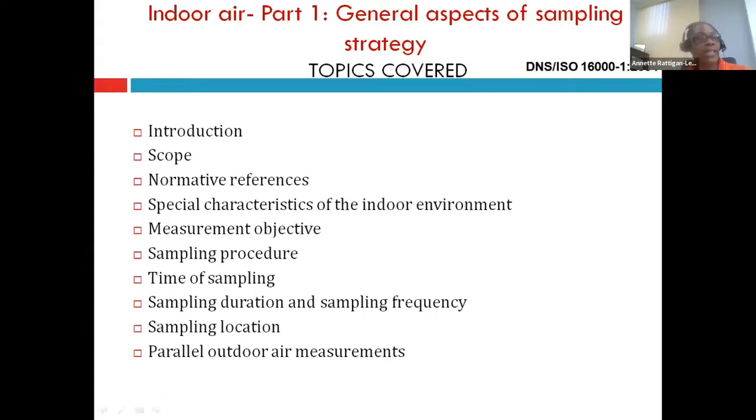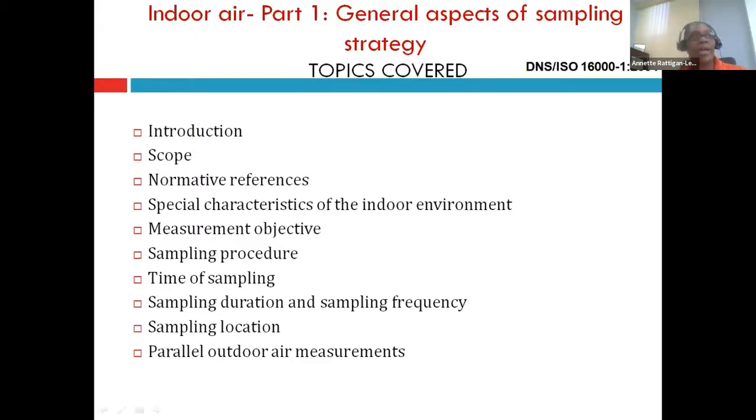And further to that, even within that specific room that you have now selected, you probably have to look at doing your sampling at a particular spot, a specific spot or area within that room that you have selected. Another area that the standard points us to is looking at parallel measurements. So we need to bear in mind that there is a constant exchange of indoor and outdoor air, and we need to be cognizant of this.